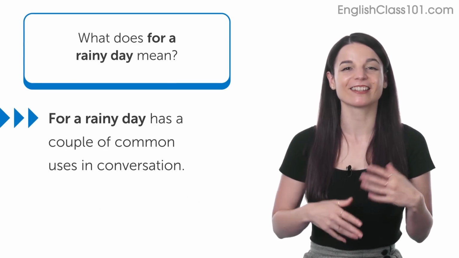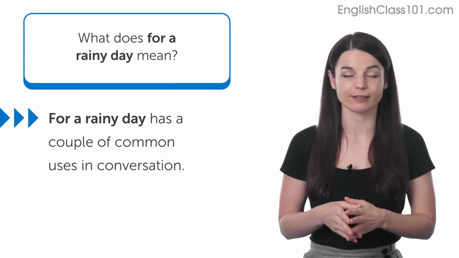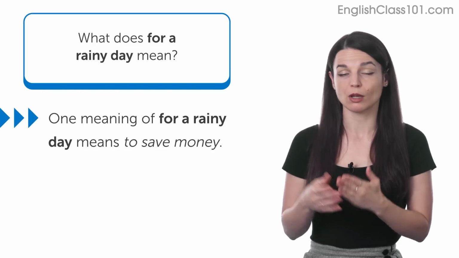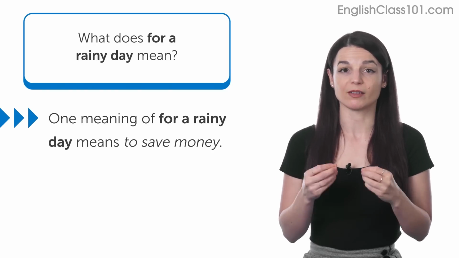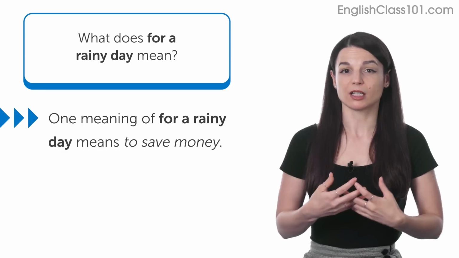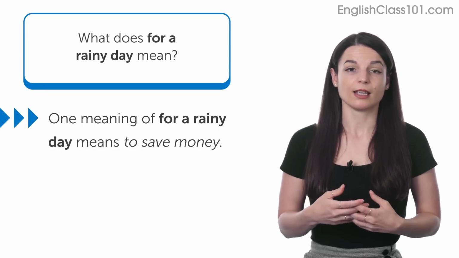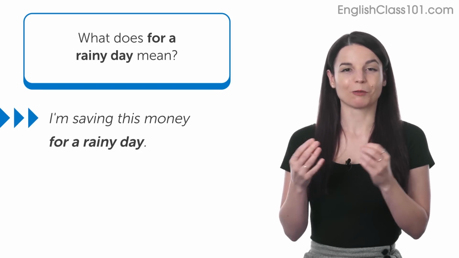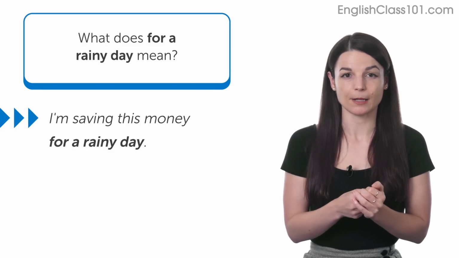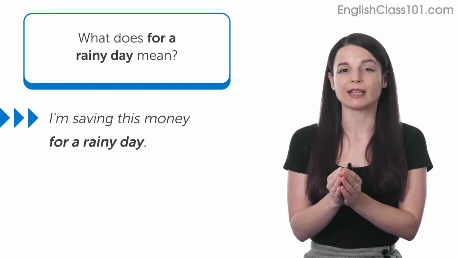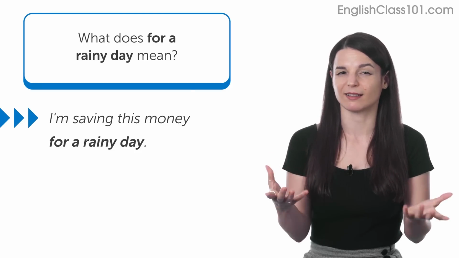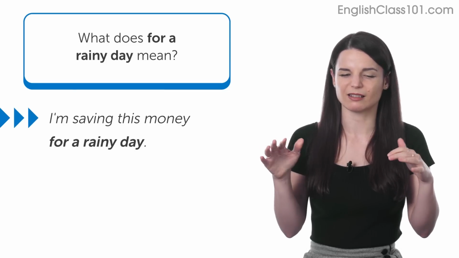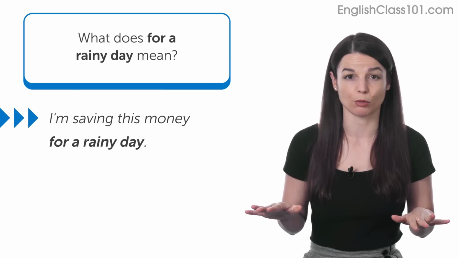For a rainy day. This has a couple of different common uses. I'll talk about a couple of them here. So one is saving money. We use for a rainy day a lot to talk about saving money. The most common expression that you might hear with this is, I'm saving this money for a rainy day. So what does this mean? When we say I'm saving money for a rainy day, it's like we're saying I'm saving money just in case something doesn't go as planned, or I'm saving a little bit of money just to have in case things aren't great at a certain point in time.